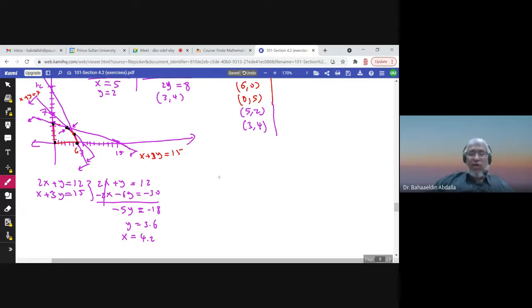So if we have this region, 1, 2, 3, 4, 5, and 1, 2, 3, 4, 5, 6. (6, 0), (0, 5), and 1, 2, 5, so (5, 2) is here, and (3, 4) is here.